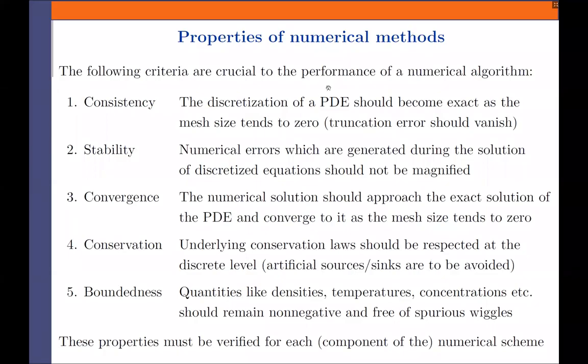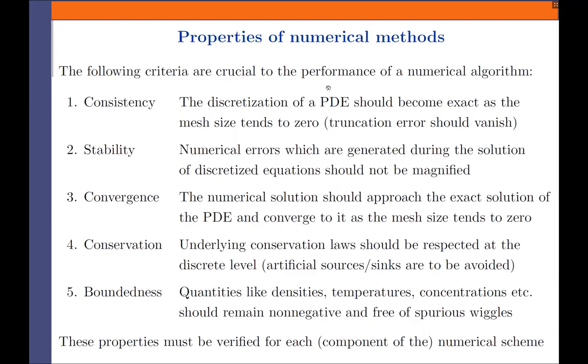Some major properties when we are dealing with the stability in CFD. The major properties of numerical methods which are crucial for the stability of the algorithm are consistency, stability, convergence, conservation, and boundedness. So first is consistency.